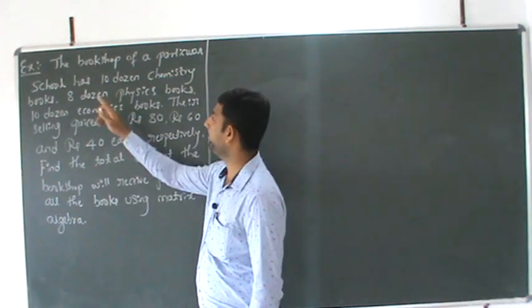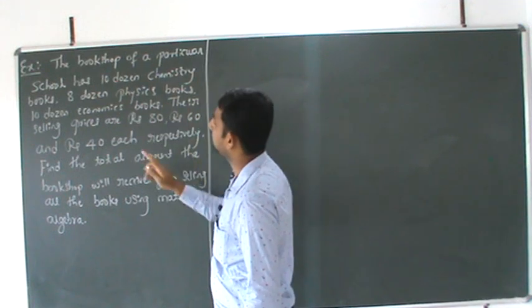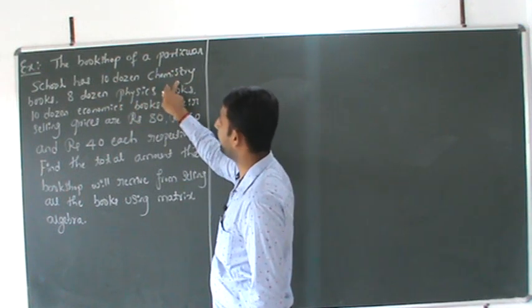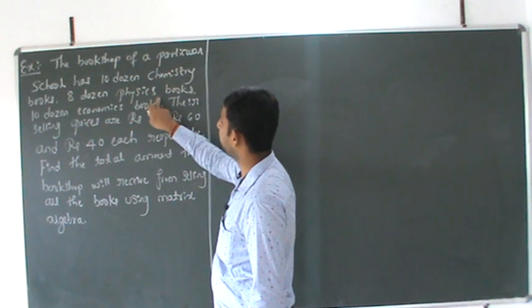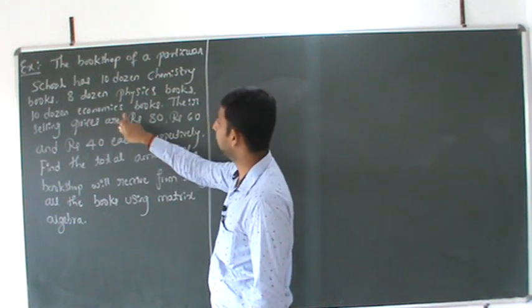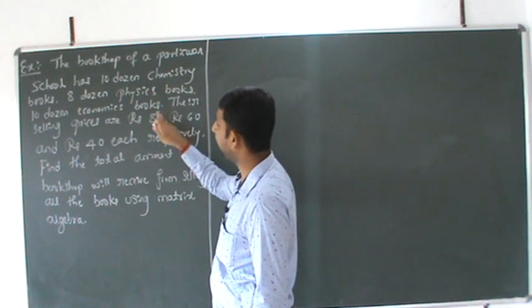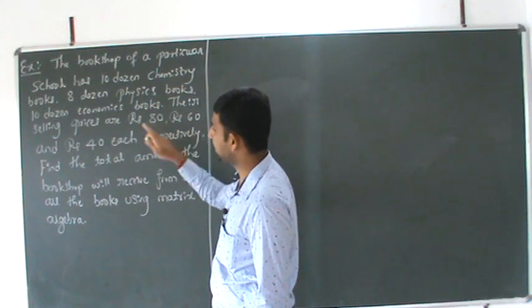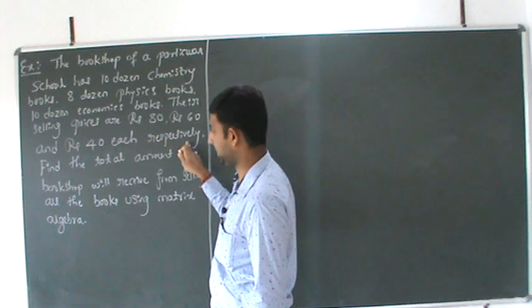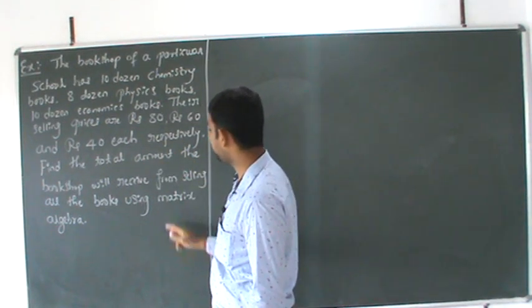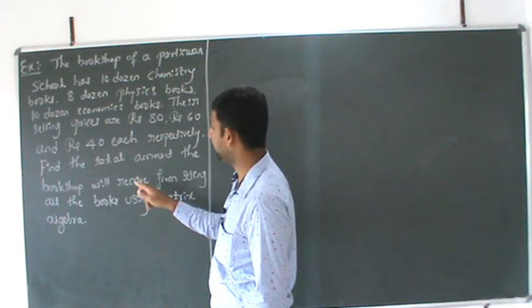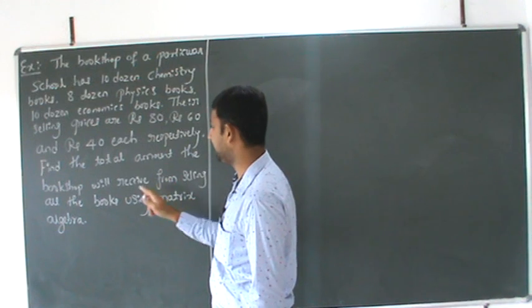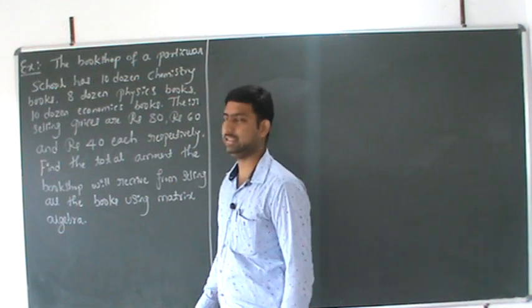We have the problem. The bookshop of a particular school has 10 dozen chemistry books, 8 dozen physics books, 10 dozen economics books. Their selling prices are rupees 80, rupees 60 and rupees 40 each respectively. Find the total amount the bookshop will receive from selling all the books using matrix algebra.